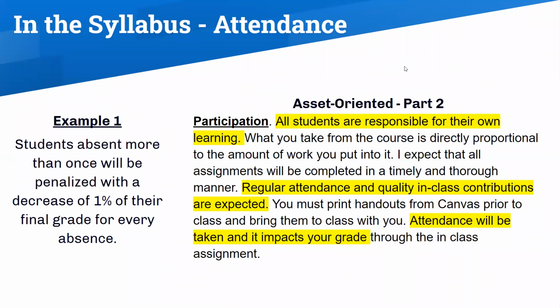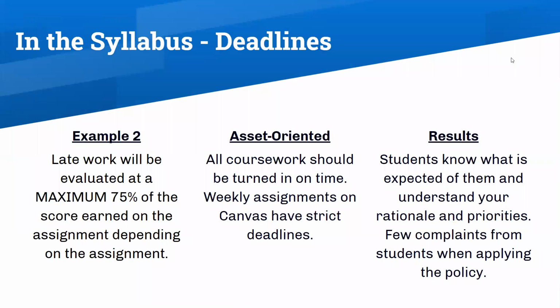And then relatedly, the next slide has an example of how I deal with deadlines. Late work will be evaluated at a maximum of 75% of the score earned on the assignment, depending on the assignment, right? So we have some stock language there about the penalties for being late. And instead in my syllabus, I say all coursework should be turned in on time. Weekly assignments on Canvas have strict deadlines. So I tell the students, listen, we got this weekly stuff, and I am a stickler about that. You can't make it up unless there's some sort of extenuating circumstance in a student's life. And in that case, I just create a totally alternative assignment, because the things that they are doing, aside from the reading at home, in class can't be recreated really on an independent level usually.